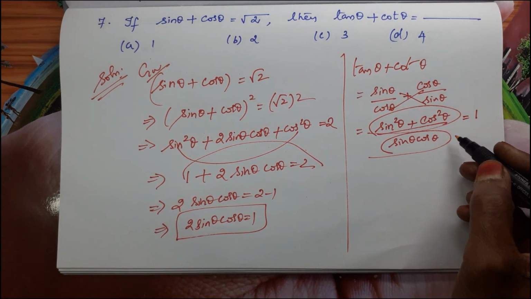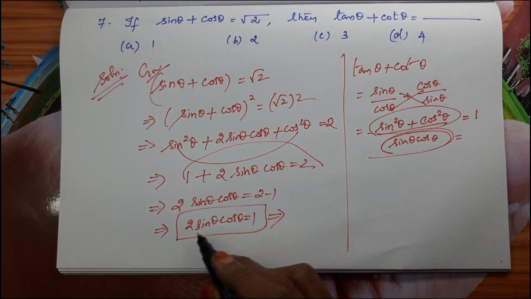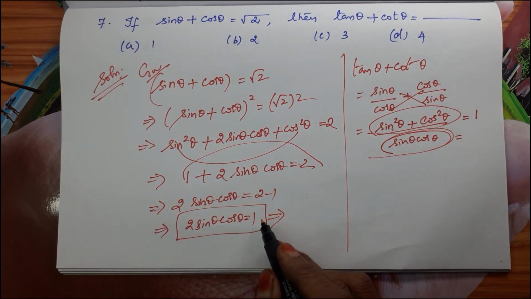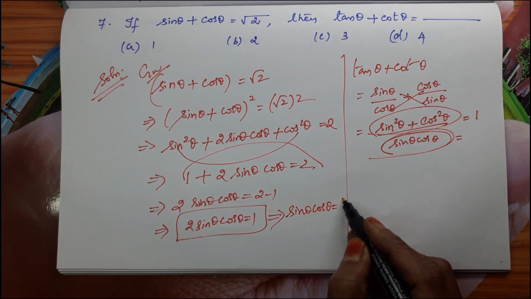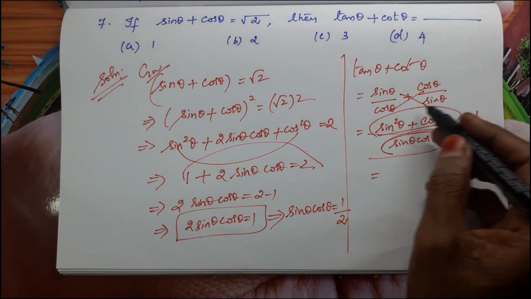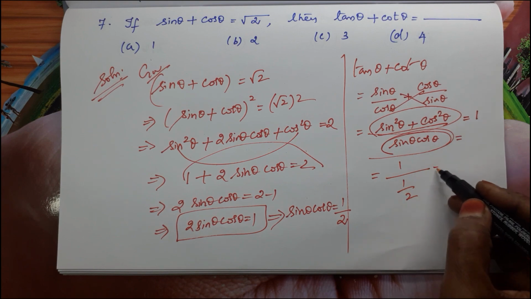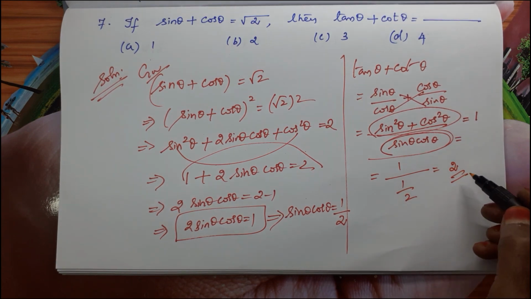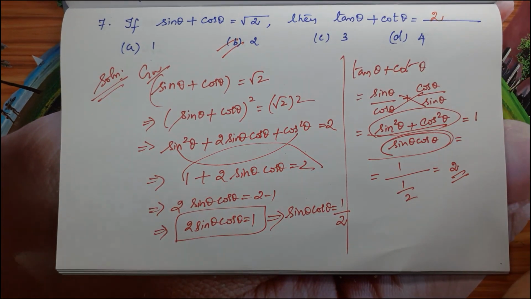Sin theta cos theta, this is 1, and sin theta cos theta from here we have to calculate. We got 2 sin theta cos theta as 1, no. So sin theta cos theta is equal to 1 by 2. So we are going to substitute here: the numerator is 1, the denominator is 1 by 2. So taking the inverse, the answer is 2. So the answer is 2.